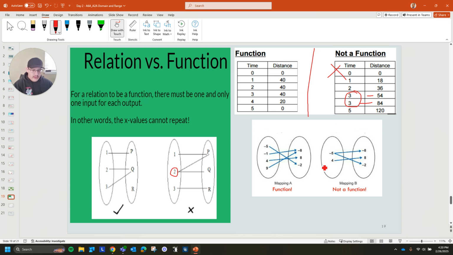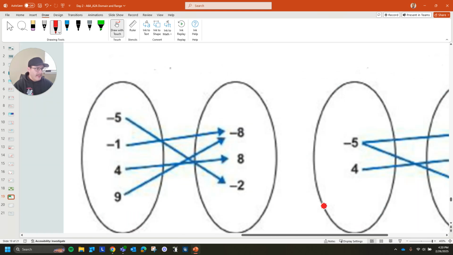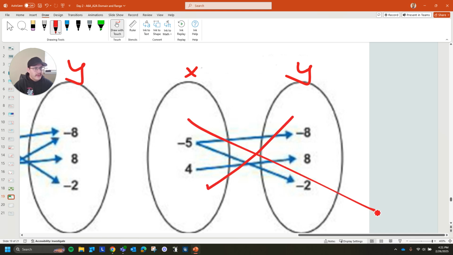Again, looking at another mapping. The left side of this mapping, notice how each of these numbers has one single line that goes to different numbers. That's fine. All the x values have one thing that they map to. It doesn't matter if the y's repeat. It matters if the x's repeat. However, -5 being mapped to -8 and -2, no good. -5 has 2 different outputs, which does not make it a function. So this is not a function.